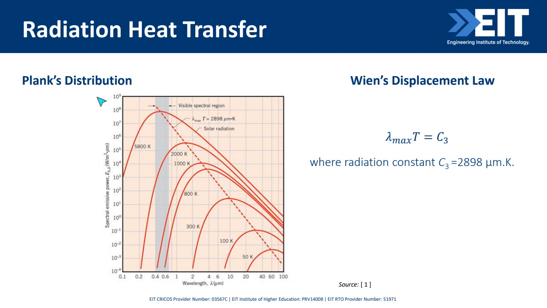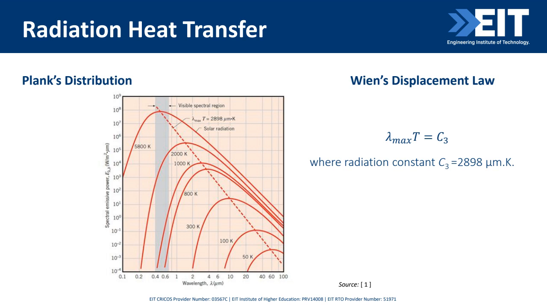Then Planck's law of distribution typically talks about how the radiation values change with the wavelength. And what we notice here typically is that at a certain wavelength, there is a peak or maximum emissive power. And then if you go beyond that wavelength, the emissive power decreases. And if we join all these maximum points together, we will notice that as the temperature increases, the wavelength decreases, which is typically known as Wien's displacement law.